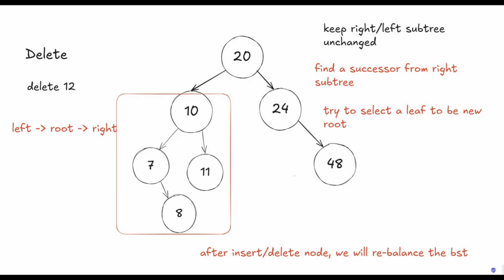So in this graph it will be 7, 8, because this is the leftmost, right? Root and right, and go to this root and right, 10, 11, and go to this root, which is 20, and the next one is 24, and then 48. And so we can see it's very interesting that it is in order. It's from the least to the most, smallest to the largest.